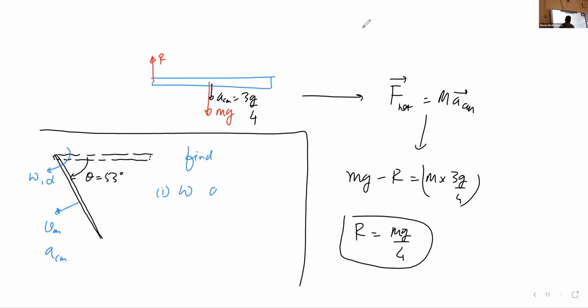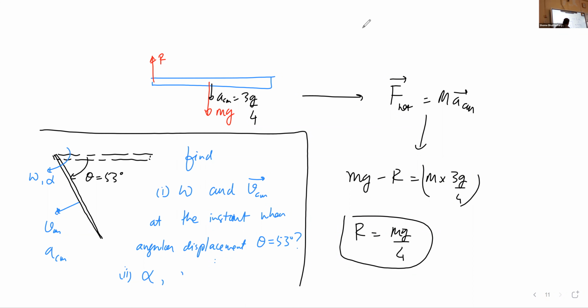So find omega and v_CM at the instant when the angular displacement is 53 degrees, and we'll also find alpha and acceleration of center of mass at the same instant.